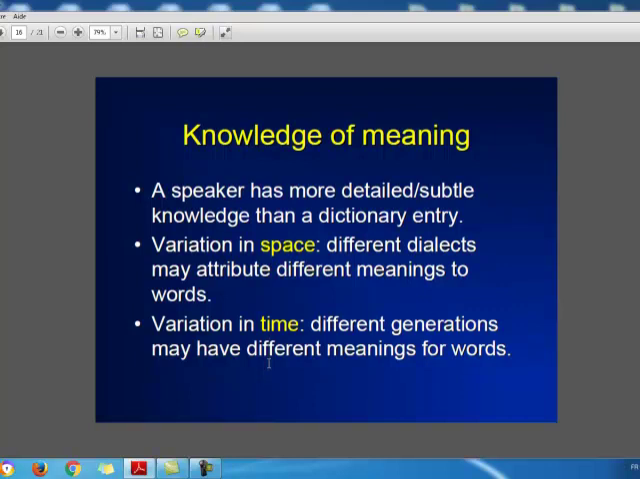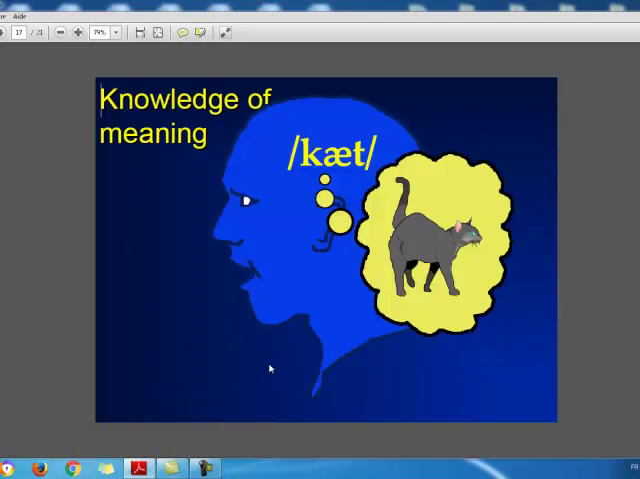So, in fact, when you know your words, you should know their meaning. And you should know that they vary their meaning from one place to another, from one period of time to another. Here we associate the sign cat, composed of the sounds k, a, and t, with the meaning. It's the animal. There is this close association between the form of the word, the sign, and the meaning.